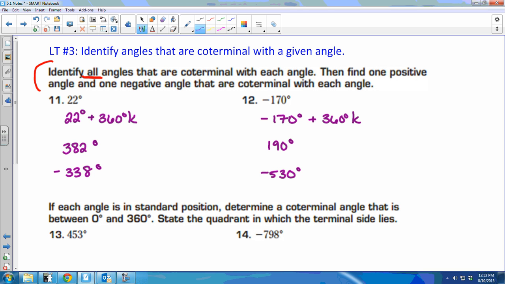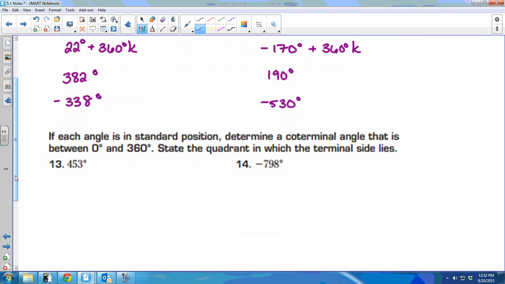Okay. On this last section here, if each angle is in standard position, determine a coterminal angle that's between 0 and 360. So you're giving us constraints. Then state the quadrant in which the terminal side lies. So I have 453 degrees. I need to find the angle that's between 0 and 360 that's coterminal. So how do I do that?